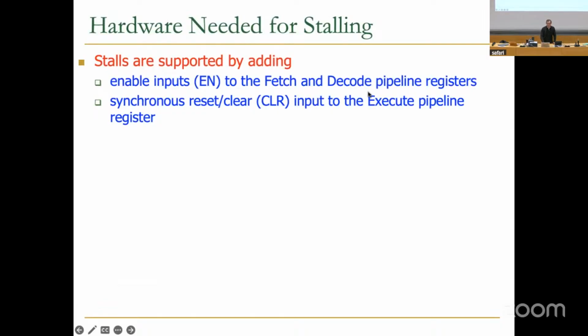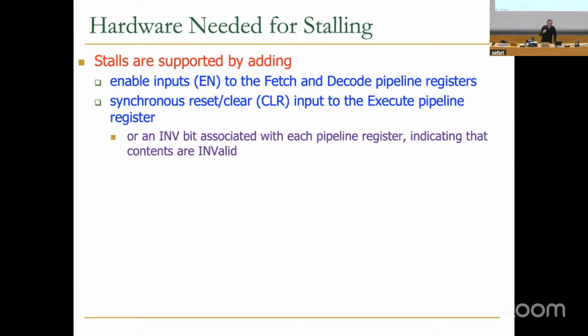to the fetch and decode pipeline registers and clear inputs to the execute pipeline register in this simple pipeline. Or you can have an invalid bit associated with each pipeline register indicating that contents are invalid or valid and taking action based on that validity. There are multiple ways of implementing this that I will not go into detail over here, but the concept is simple. You need to insert a bubble basically.